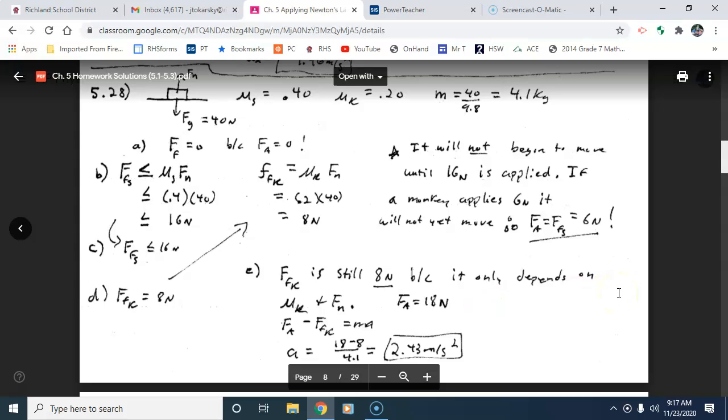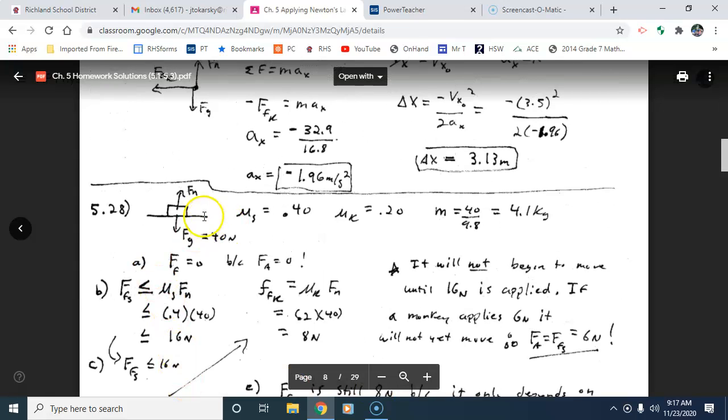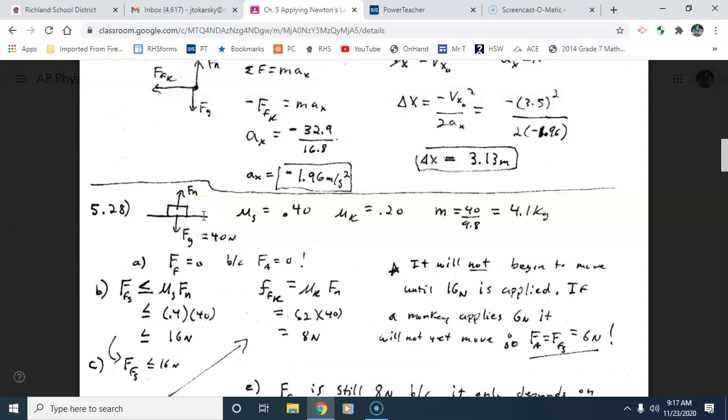All right, let's check out 28. This is the frictional forces section. In 28, it says a box of bananas weighing 40 newtons rests on a horizontal surface. There's a free body diagram. The coefficient of static friction between the box and the surface is 0.4, and the kinetic coefficient is 0.2. No horizontal forces are applied for part A to the box, and the box is at rest. How large is the frictional force exerted on it?